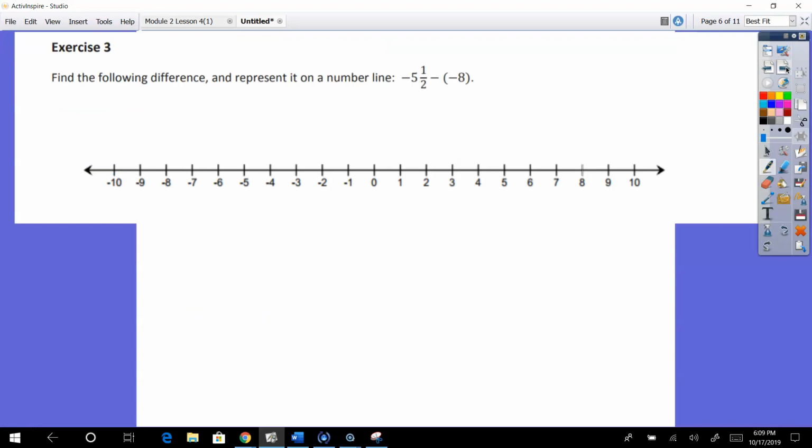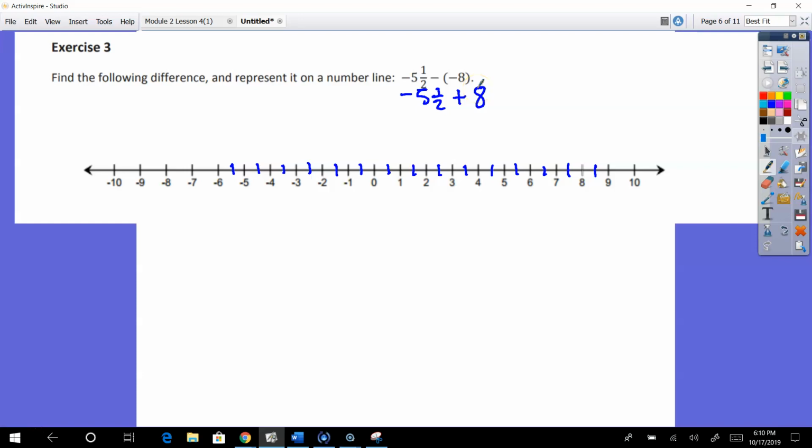Okay, exercise 3, pause the video, try it on your own. You notice that it's a half, so you might want to be separating it, and do not forget to rewrite that subtraction problem before you begin as an addition problem. So we have -5 1/2, and it's adding the additive inverse. The additive inverse of -8 is +8.